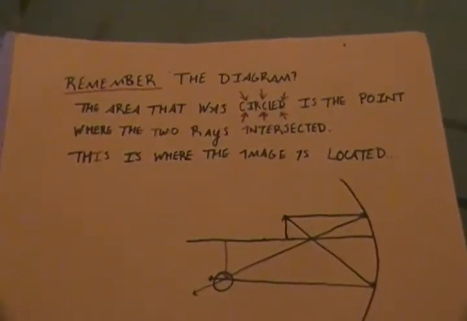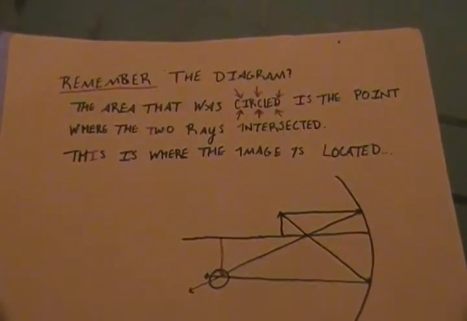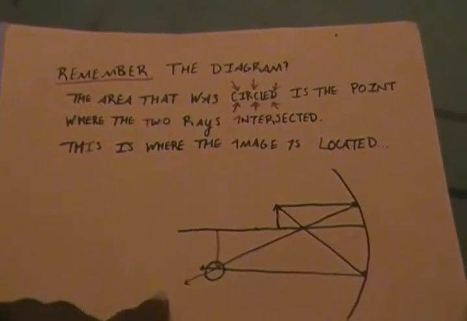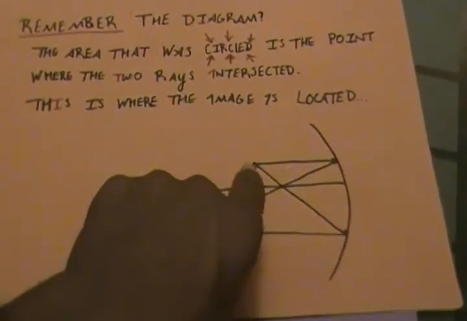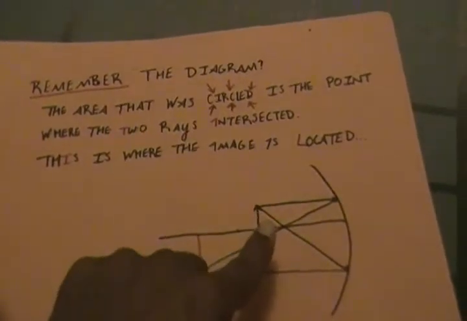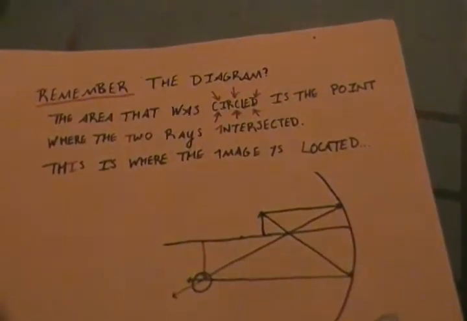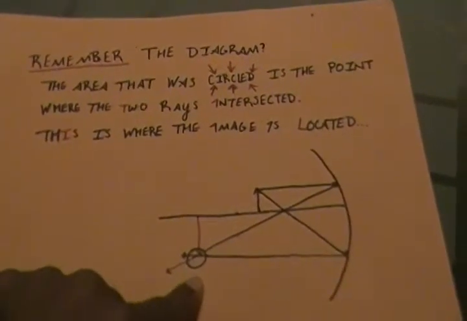Remember the ray diagram? The area that was circled is the point where the two rays intersect. This is where the image is located. So again, we're going to go parallel to our principal axis, then reflect through our focal point, then reflect through our focal point and go parallel to our principal axis. Circled here is your image.